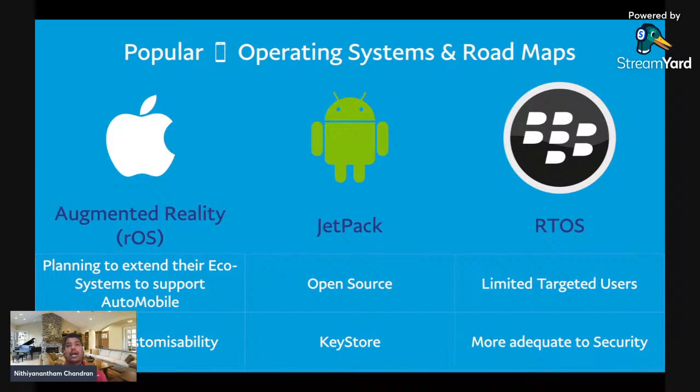Say for example, around 2015 or 2017, they had a talk about investing in the automobile area. But now their main focus is more on the iOS part. So in iOS, they're going to introduce one more feature called augmented reality. So that's what they mean by it as a ROS.